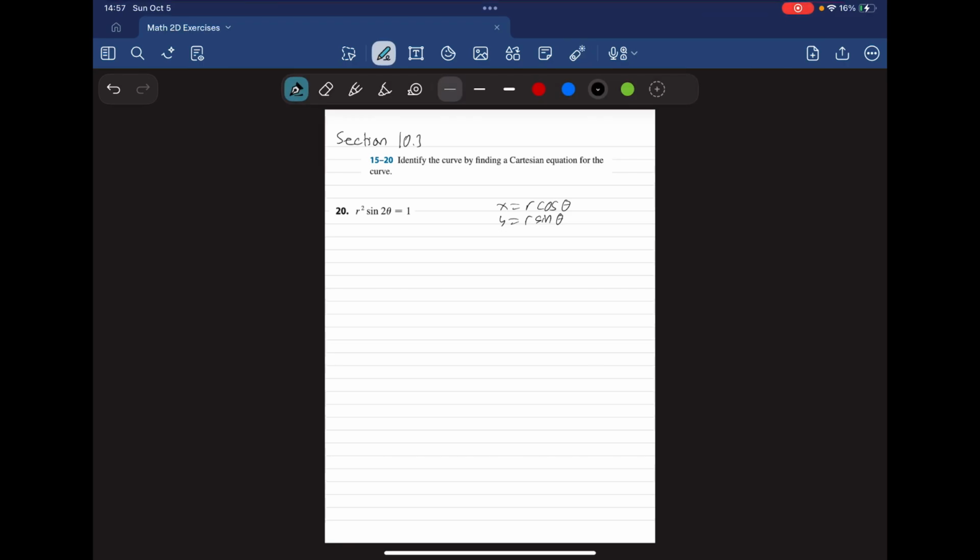How do we make use of these? Well, the first thing that catches my eye when I see this equation is this sine of 2 theta here. And generally speaking, let me make this a note for everyone. If you see sine 2 theta or cosine 2 theta, use double angle identities to convert them into sine thetas and cosine thetas.